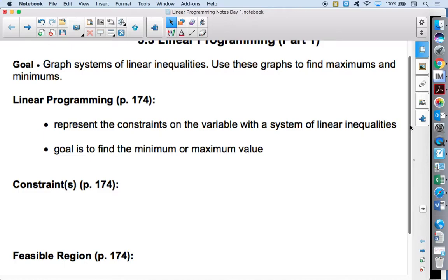So linear programming is trying to look at the max and min values of linear inequalities. So we're going to be graphing just lines. There won't be any absolute value problems in it. It says it represents the constraints on a variable. We'll talk about a constraint. And then the goal is to find a max or a min.